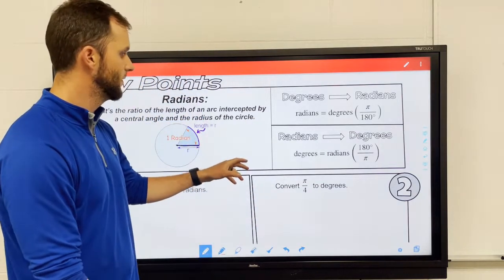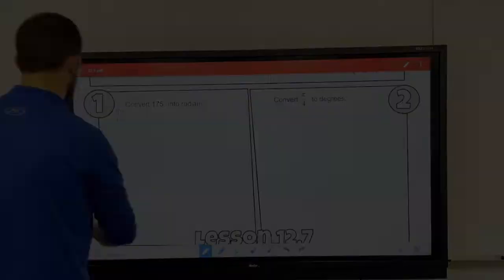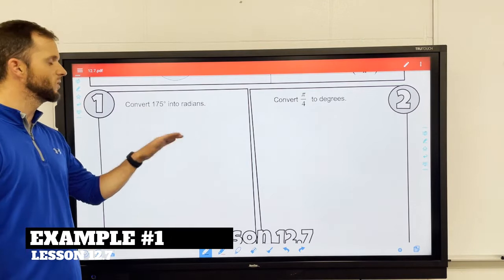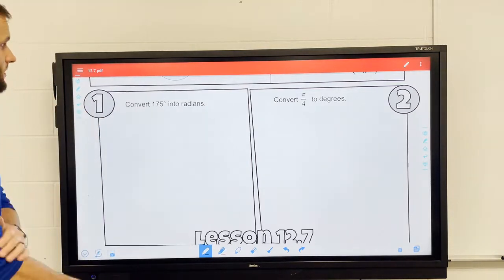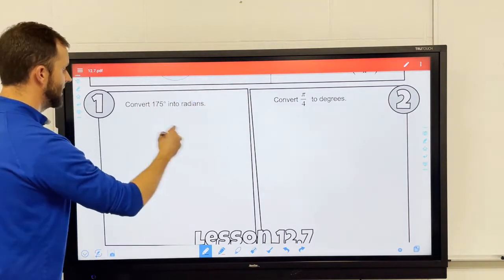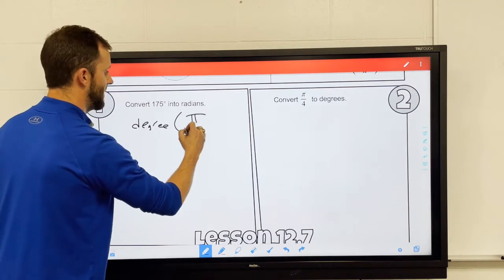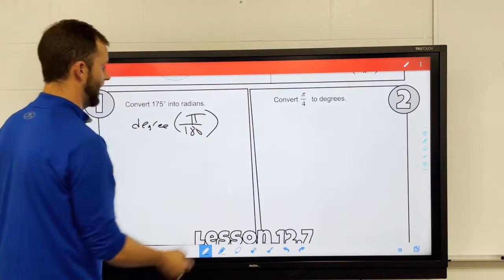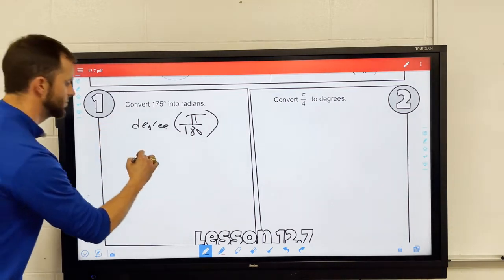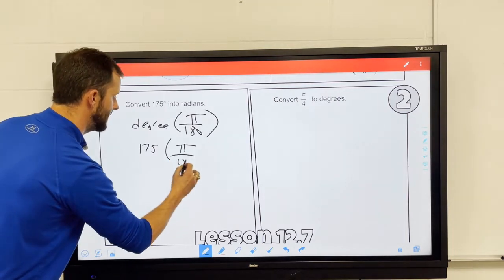So we're going to take this info and apply it to our examples, and hopefully you guys can understand how to do this. In my first example, it's asking me to convert 75 degrees into radians. I know if I want to take degrees and change it into radians, I'm going to take whatever the degree is and multiply it by pi over 180, and that's going to give me my radians. So again, my degree is 175, and I'm going to multiply that by pi over 180.